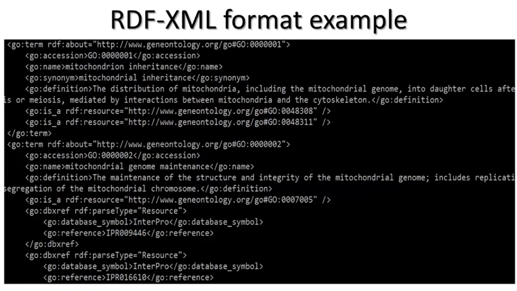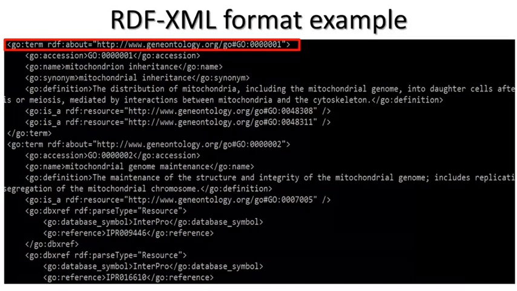Here is a real example of a part of an RDF XML file, which is a specific type of XML file used in gene ontology. Each term starts with <go:term. The URL of the corresponding entry in the online gene ontology server is listed here. Each term ends with </go:term>. The slash signifies the end of it.